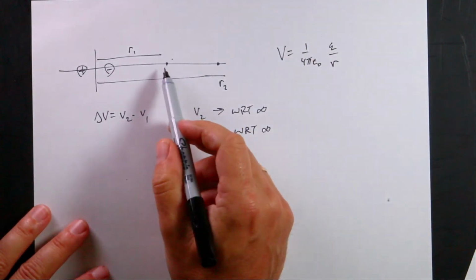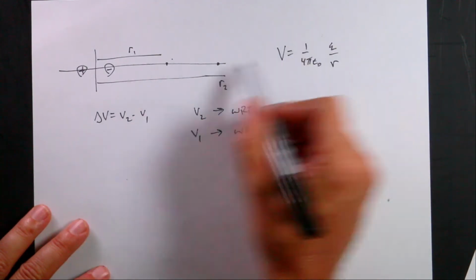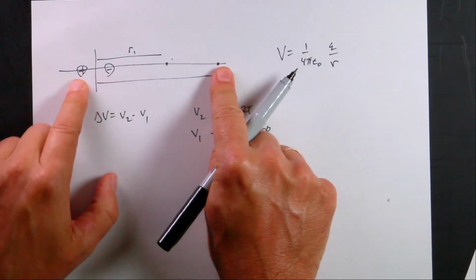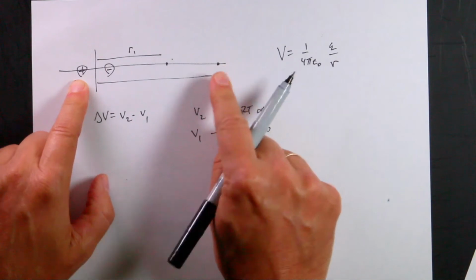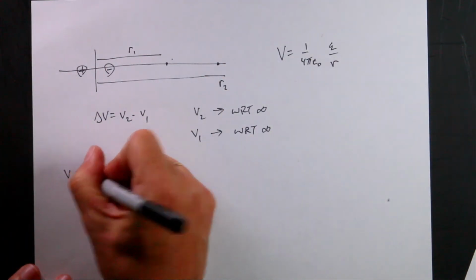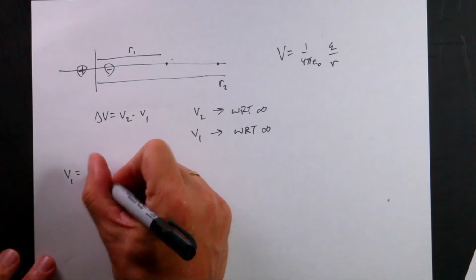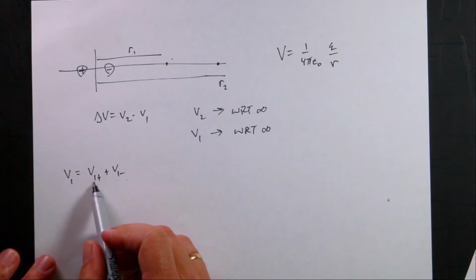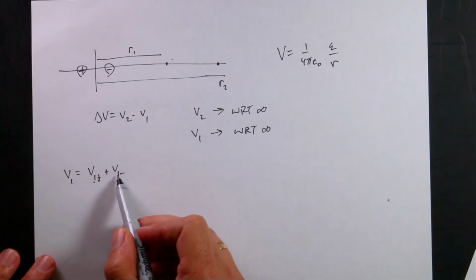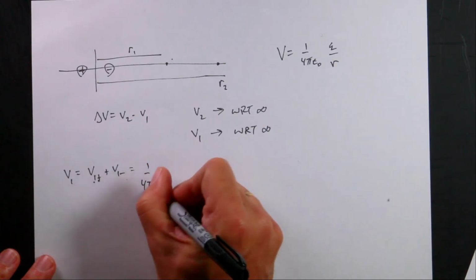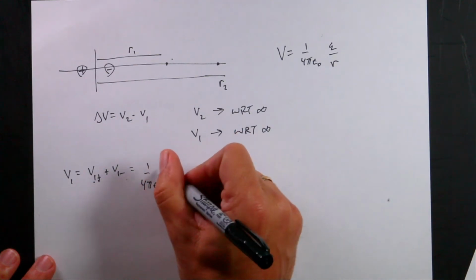I also know that potential obeys superposition. So if I want to find the potential at point 2, it's just the potential due to the negative charge plus the potential due to the positive charge. And I can do the same thing for V1. So let's find V1 first. V1 is going to be equal to V1 plus plus V1 minus. That's the potential at point 1 due to the positive charge plus the potential due to the negative charge at point 1. So it's going to be 1 over 4 pi epsilon naught, and I can factor that out.